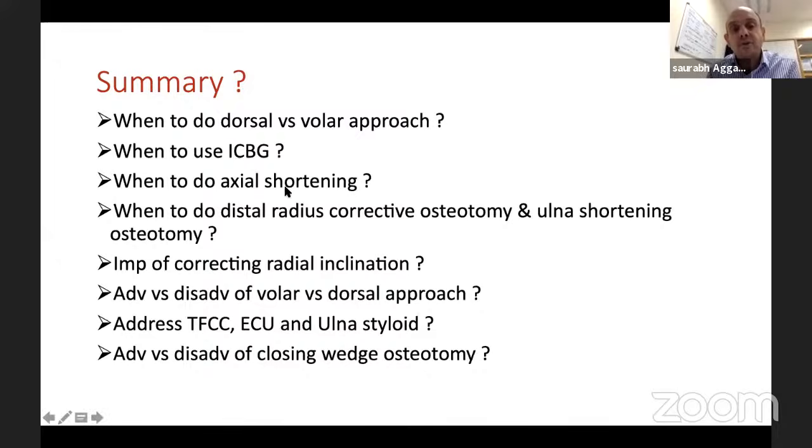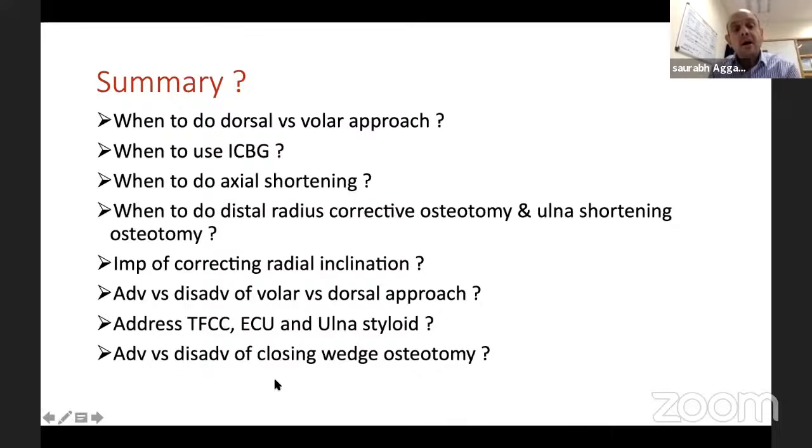Graft we've discussed, axial shortening, so pure ulnar shortening we've discussed. When to do distal radius corrective osteotomy and ulnar shortening osteotomy. So if the distal radius is shortened by more than 2 centimeters, you need to shorten both the bones. Importance of correcting radial inclination. Again, because it alters your carpal tunnel and your flexor tendons, and it can make the hand weak. So look at radial inclination very carefully. Volar and dorsal approaches we have discussed. Always look for ulnar side symptoms. So address your TFCC, ulnar styloid, ECU if needed.